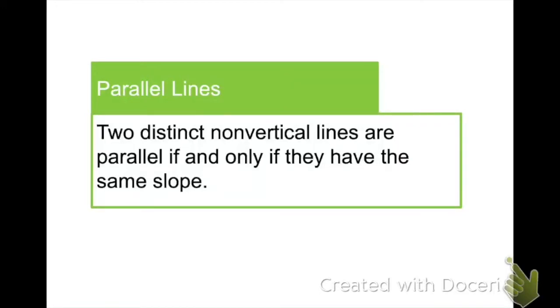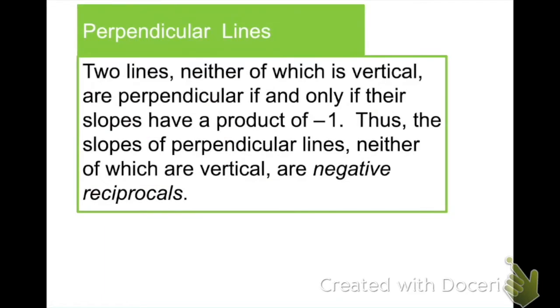Second video for section 2.5 starts off with parallel and perpendicular lines. So I hope you remember from your other math classes, if you have two lines that are parallel, they have the exact same slope. So parallel lines, same slope. If you have two lines that are perpendicular, then their slopes are negative reciprocals of each other. So a negative reciprocal, negative means change the sign and reciprocal means flip it.